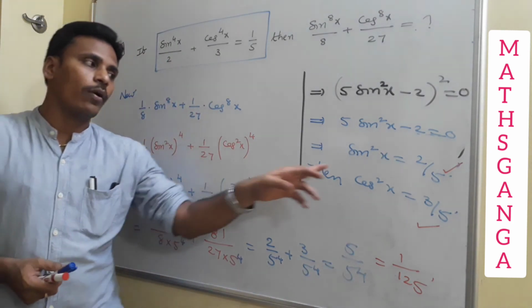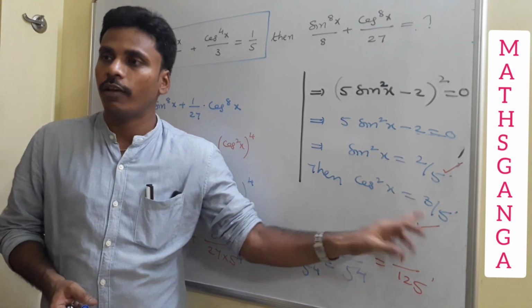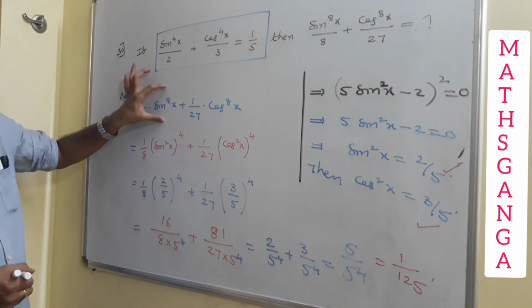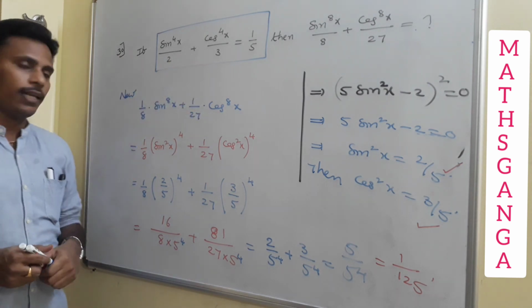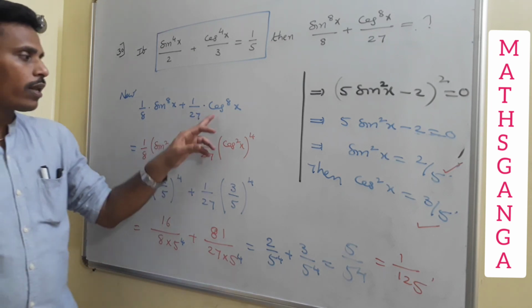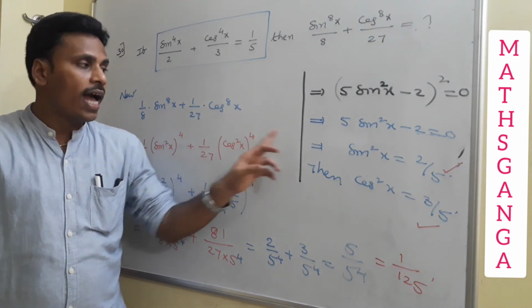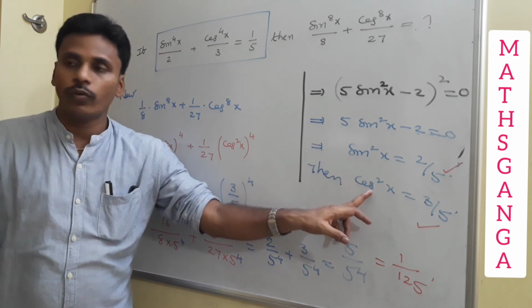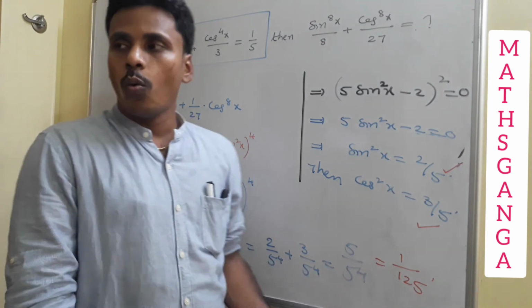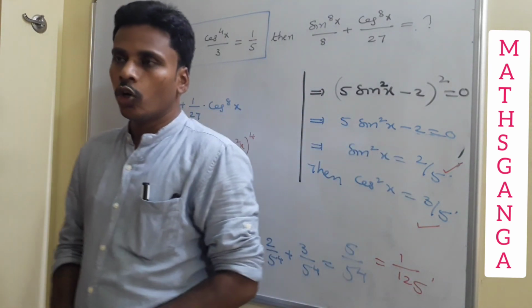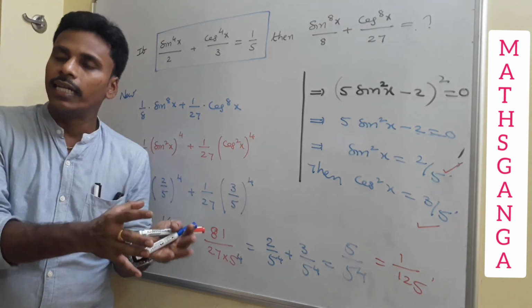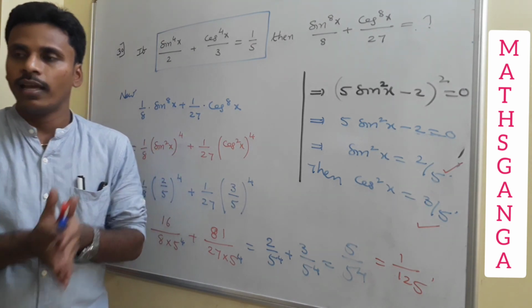Have a look at this. First I found sin square x as 2 by 5 and cos square x as 3 by 5. And afterwards I am going to find this 1 by 8 sin power 8x plus 1 by 27 cos power 8x. This sin power 8x is just (sin square x) whole power 4 and cos power 8x is (cos square x) whole power 4. I have sin square x value as 2 by 5 and cos square x value as 3 by 5. See, if you replace, on simplification you get it as 1 by 125. So this is another problem which we solved completely using algebraic identities along with the trigonometric identities. Have a look at this.